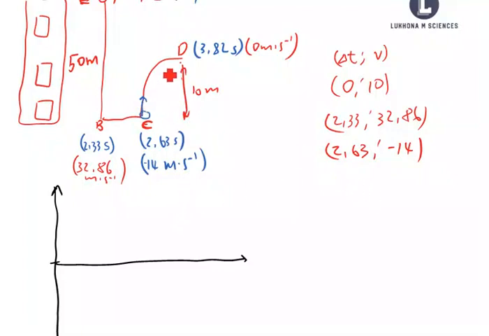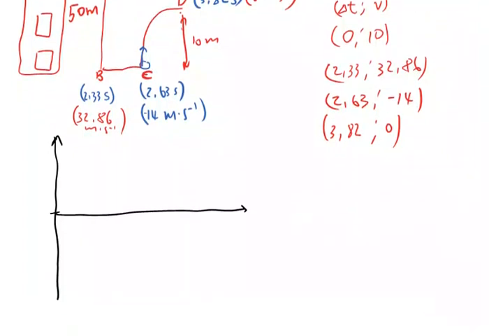Then we have point D, the last point. The time here is 3.82, whereas the speed there is 0. That is the maximum point. So we have the coordinates. Now it's time to plot the graph.